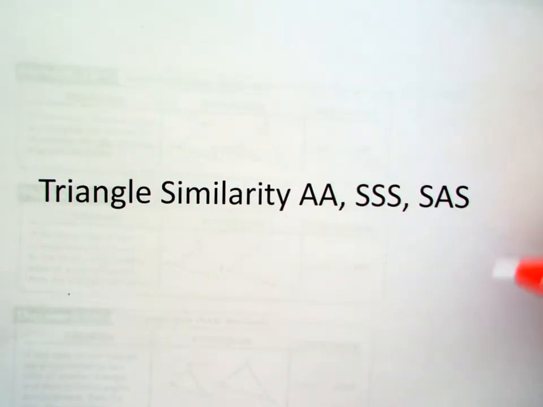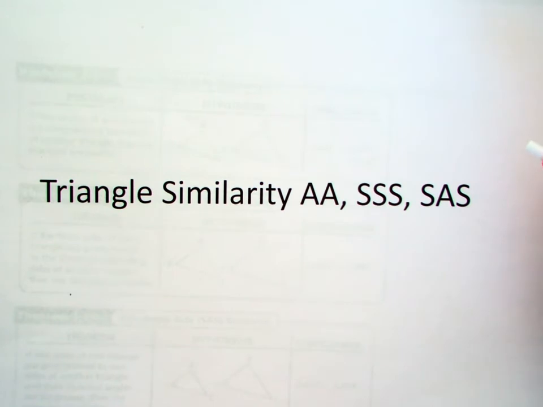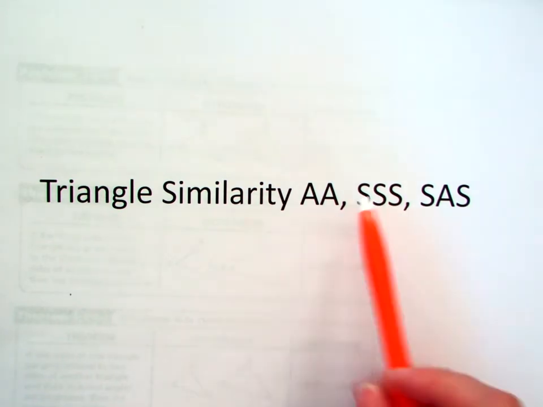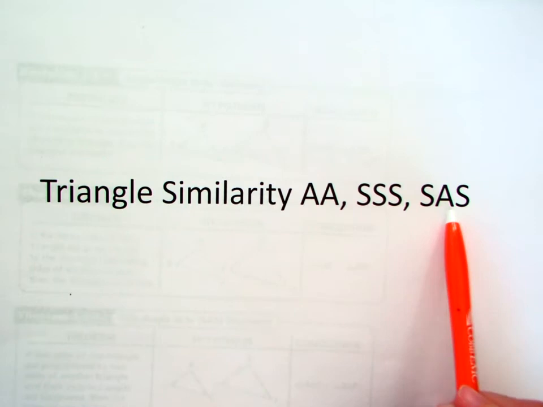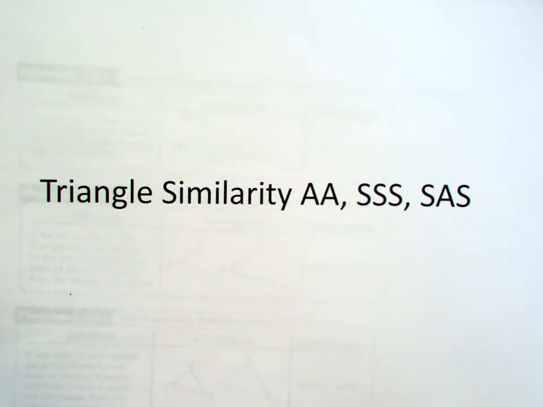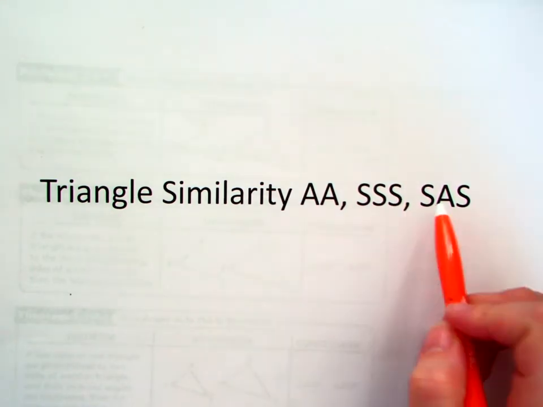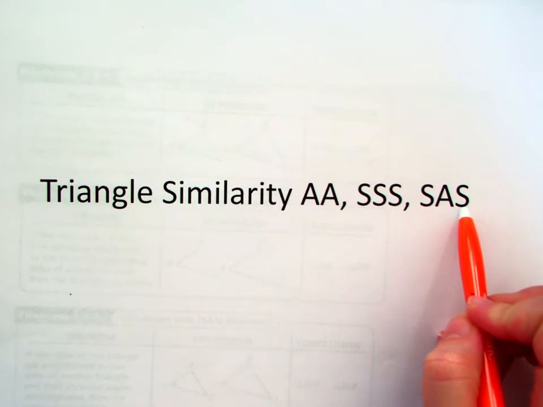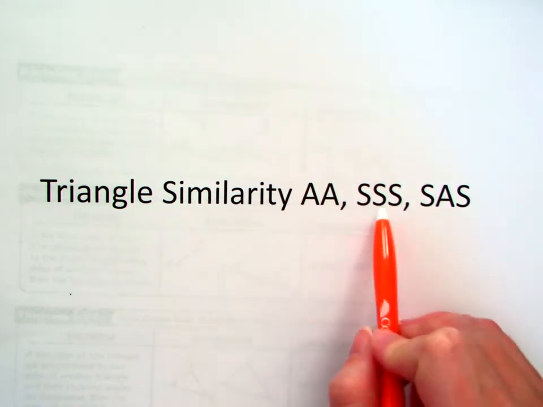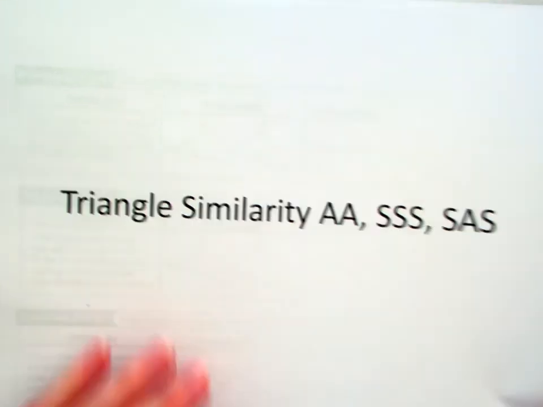This lesson is on triangle similarity, specifically AA, SSS, and SAS. If you'll recall, these two acronyms look very familiar because we have the side-side-side and the side-angle-side used when we were proving two triangles were congruent. Well, these can also be used to prove triangle similarity.